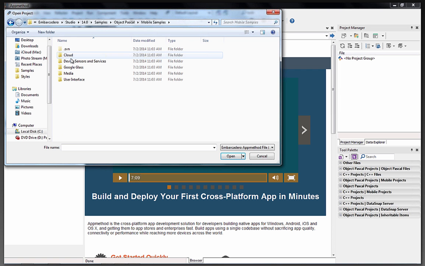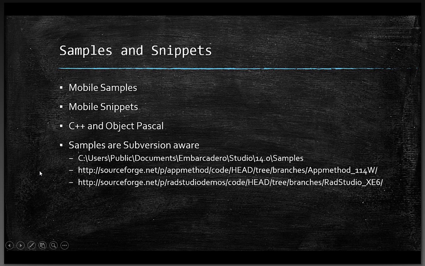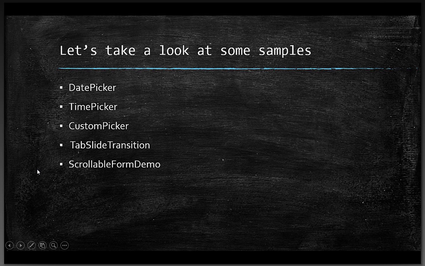The mobile samples are broken down into different categories: cloud, devices and sensors, Google Glass support, user interface. So all of those are available for you to use to learn from the samples that we deliver with the product. And a couple of samples, I already showed you the date picker component, the T-date edit component, and it working.